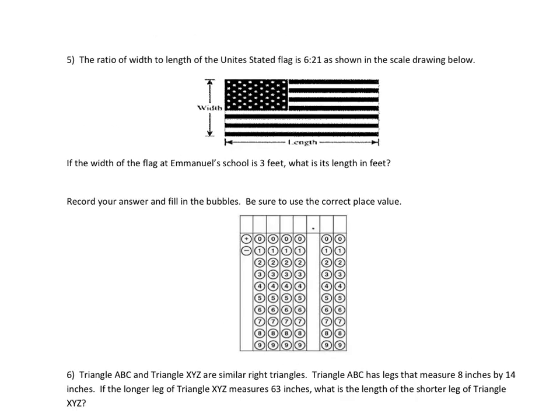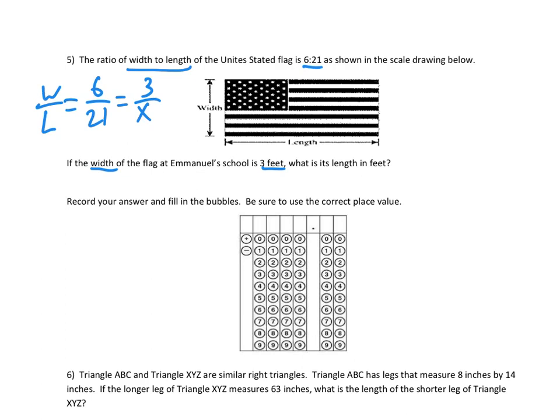All right, number 5. The ratio of the width to the length of the United States flag is 6 to 21, as shown in the scale drawing below. If the width of the flag in a manual school is 3 feet, what is the length in feet? So they're giving us the width, which is going to be 3 feet. So we're setting up another WKU. Right off the bat, we're doing width to length. They give us our scale, which is 6 to 21. And they tell us that the width of the flag is 3 feet. So we are solving for the length.